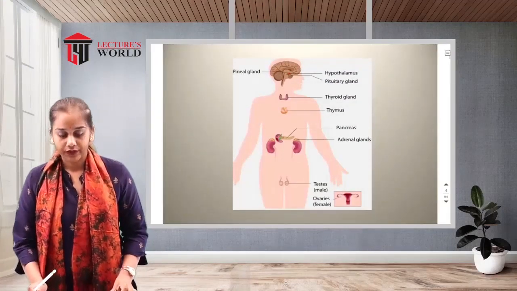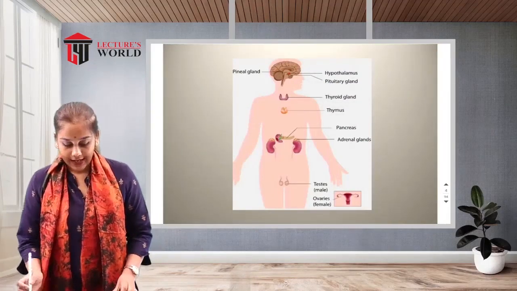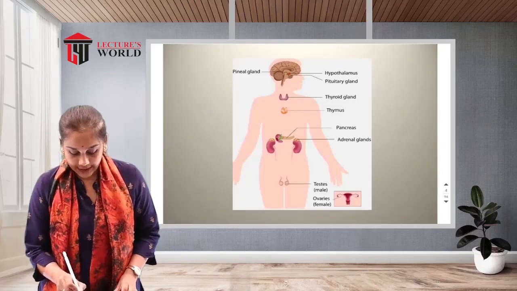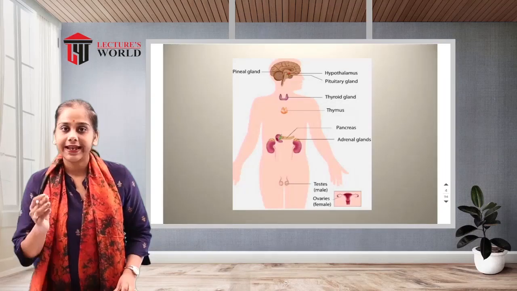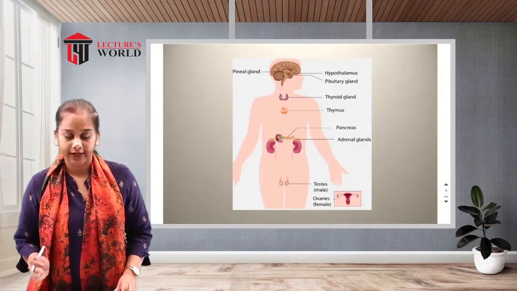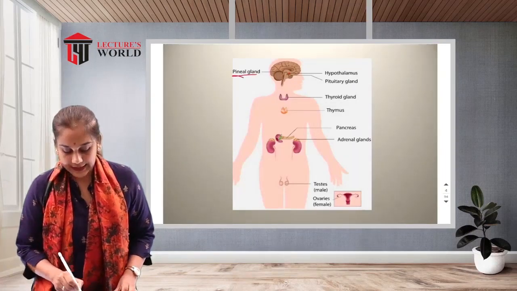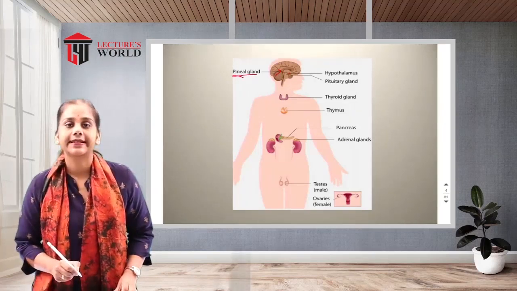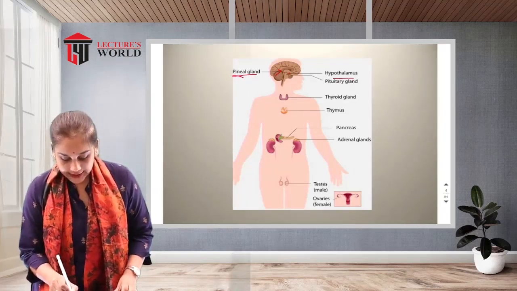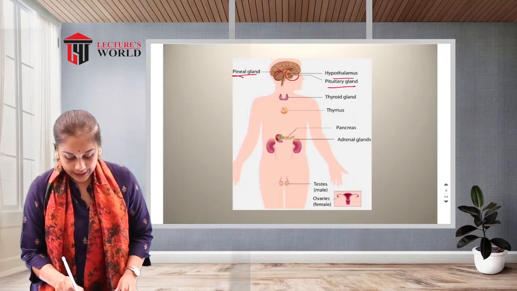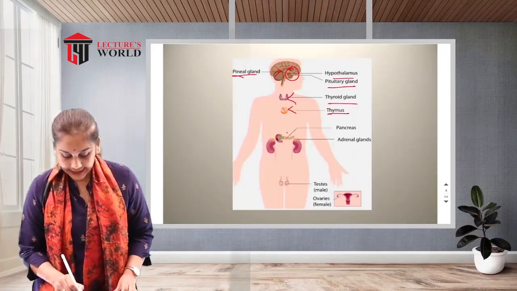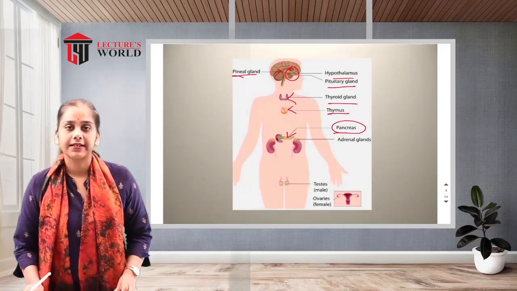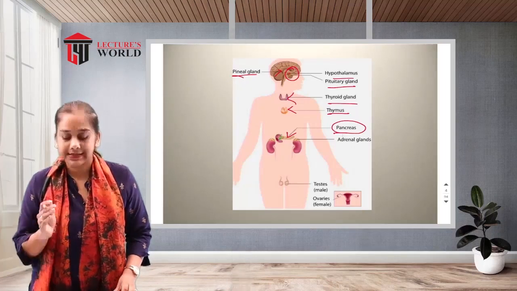See, this is the figure of the glands. As we have seen in the previous slide, there are different glands in the endocrine system. They regulate the hormones in the body. The first one is the pineal gland, located in the brain. Then the hypothalamus and pituitary gland in the brain. Then the thyroid gland in the throat. Then the thymus gland. See, this is the pancreas. The pancreas is also a gland, a mixed gland.